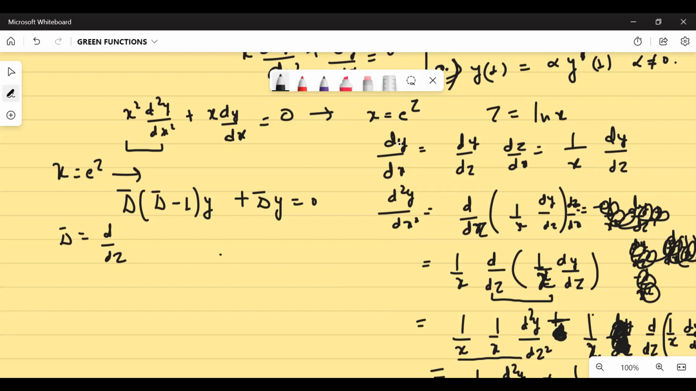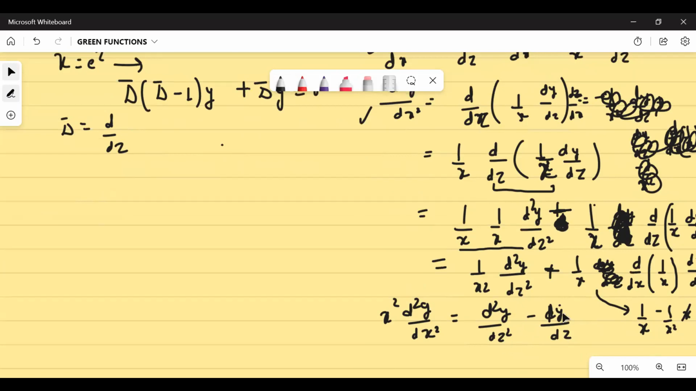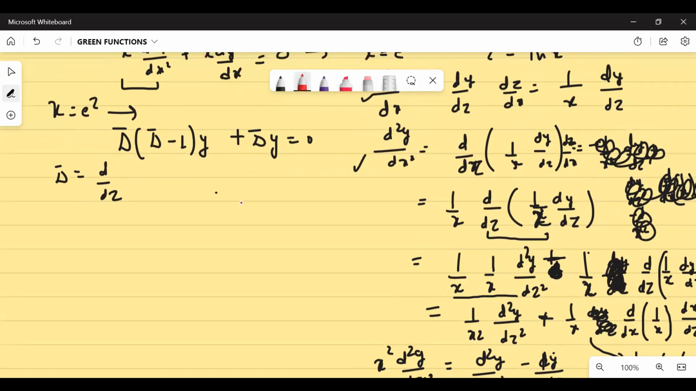Bharat, is that clear? If you want to write x dy by dx, it will be dy by dz. So instead of writing dy by dx, I'm writing D bar y. D bar y means d by dz of y. Is that clear? Yes, sir. And similarly, x square d2y upon dx2, I have written as D bar square minus D bar y. Is that clear? So overall, this differential equation can be written as D bar square y equal to 0, because this particular term will go to 0. Are you getting my point? This will get cancelled.